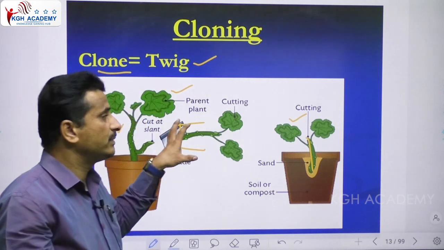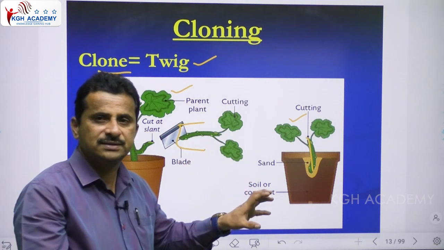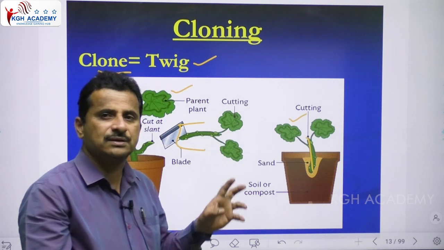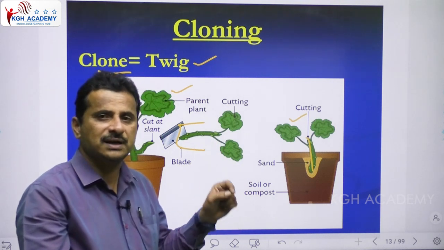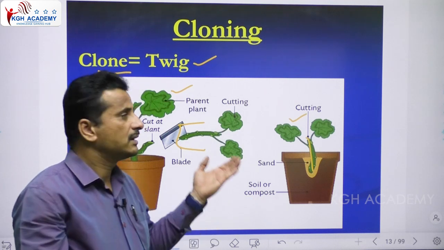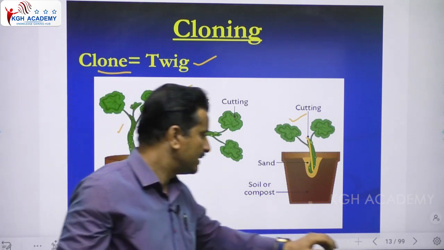So here clone means twig. How? Plants propagated through twigs look the same way. Cloned animals, cloned plants, cloned organisms have the same characters. In this way, the word clone was formed.